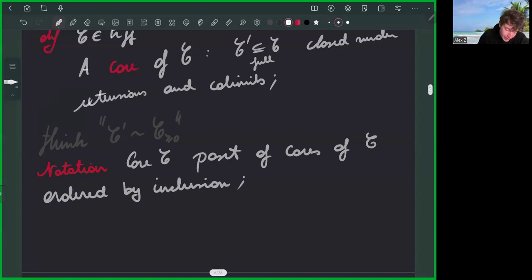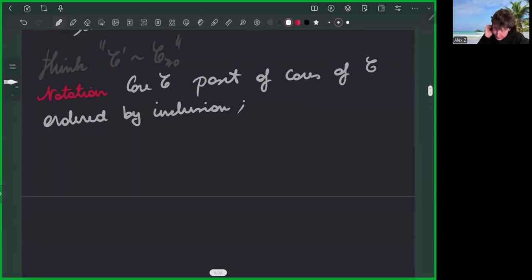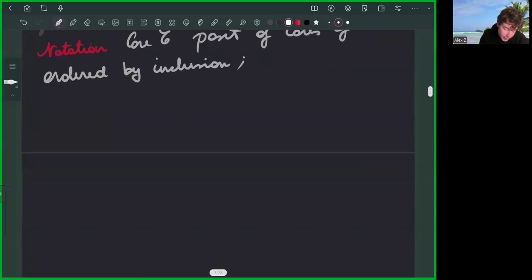Okay, so another thing. Cores: the core of C is something like a prospective connective part for some t-structure, let's say. And so what we now want to do is make this core assignment, C maps to core C, functorial. So in order to make this functorial, we have to say what it does on morphisms.